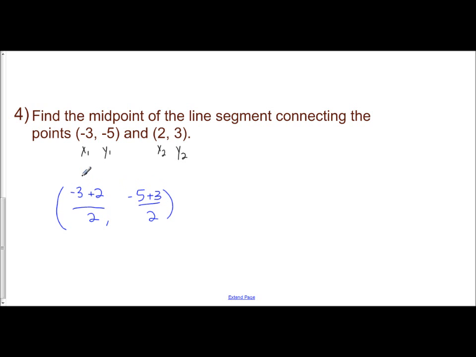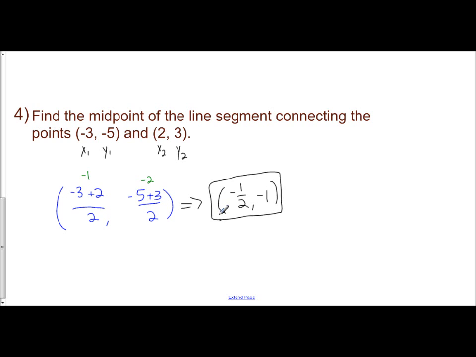So -3 plus 2 is -1. So -1 divided by 2 is -1/2. And then we have -5 plus 3 is -2. So -2 divided by 2 is -1. So (-1/2, -1) is the coordinate of the midpoint.